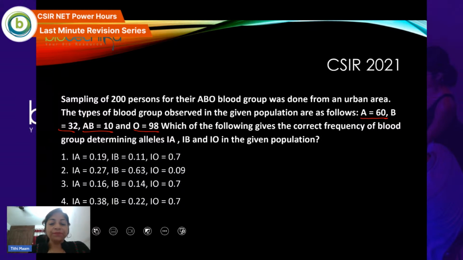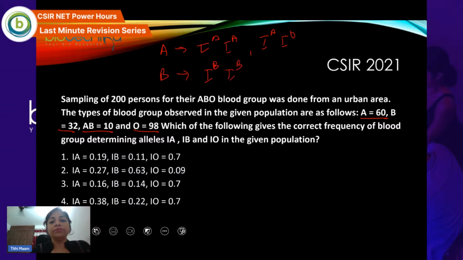Okay. Now for this, you have to have the basic information about ABO blood grouping. So A blood group, who all can be A? IAIA or IAIO. Who all can be of B blood group? IBIB or IBIO. Who all can be of O blood group? Only one genotype, that is IOIO.